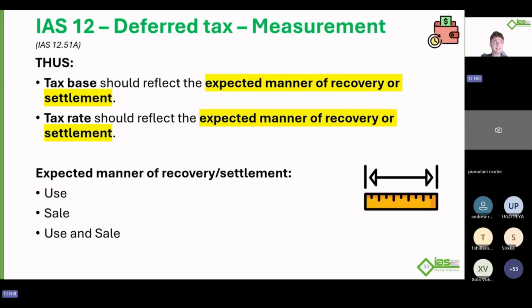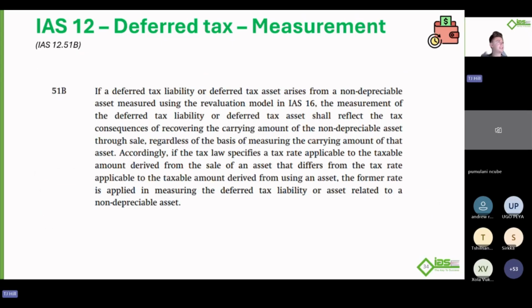Now, for us in South Africa, for a company, your tax rate is 27%, except for CGT. There it is 27% times 80%. So you need to think about, is this asset going to be realized through use, or am I actually going to sell the asset instead? And that's what we're going to look at now.